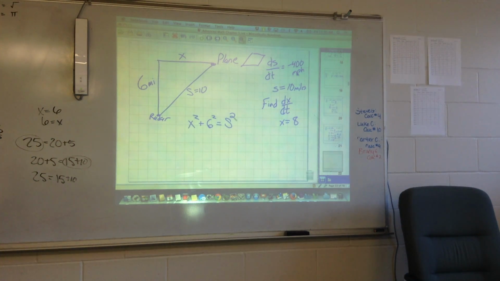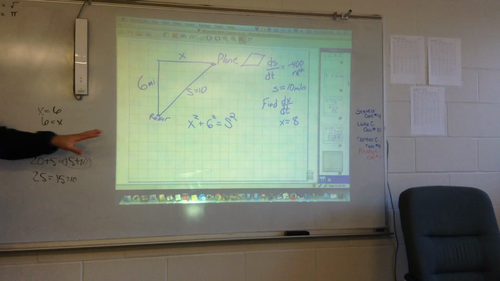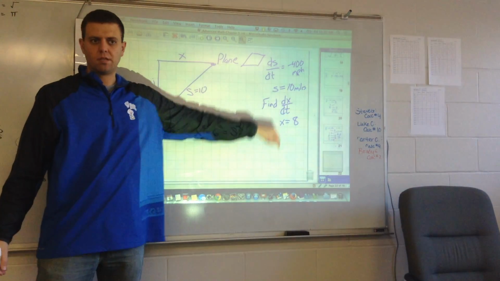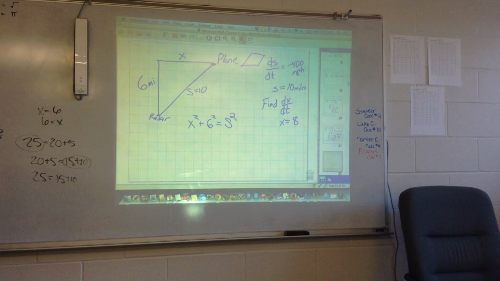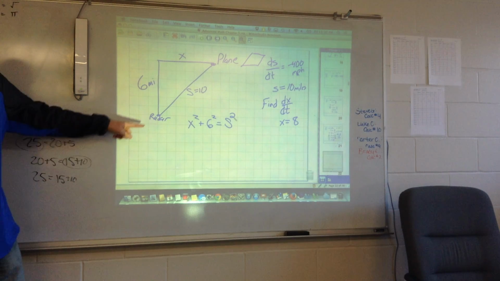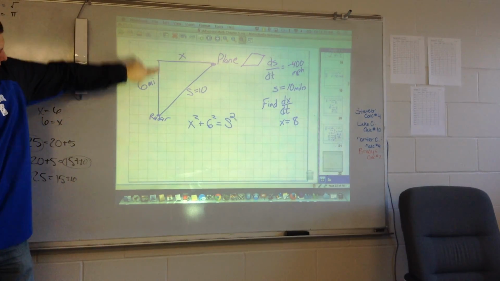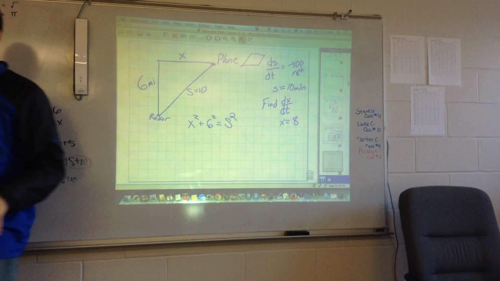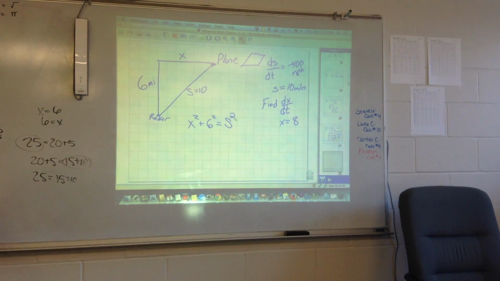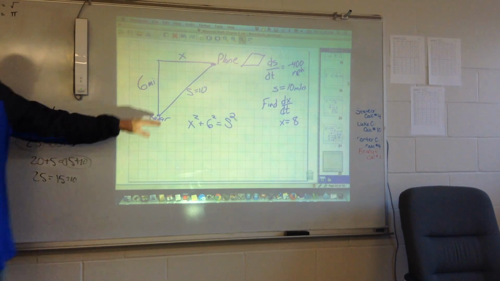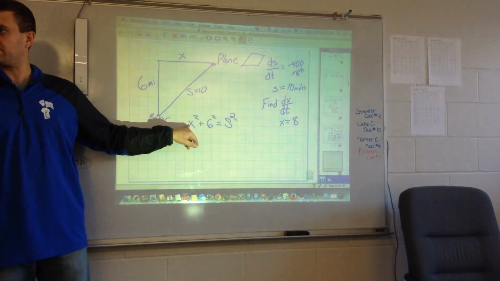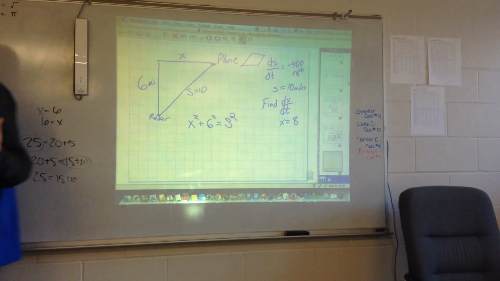I know we know all those values, but plugging them in is not going to help us find this. So now we differentiate both sides with respect to time. x squared plus 6 squared will always equal s squared. When we go to plug stuff in, we'll plug in 10, but not until we do the derivative, because if we make these all constants, if we make this 6, this 8, that 10, you're going to get 0 equals 0 when you do the derivative.